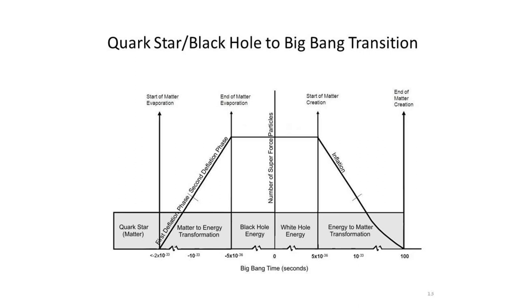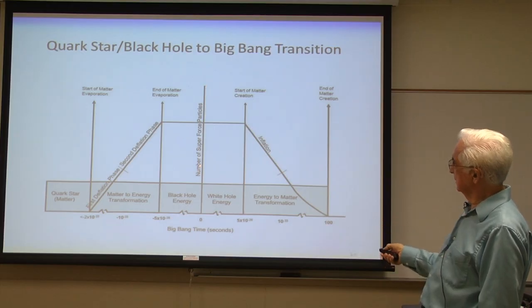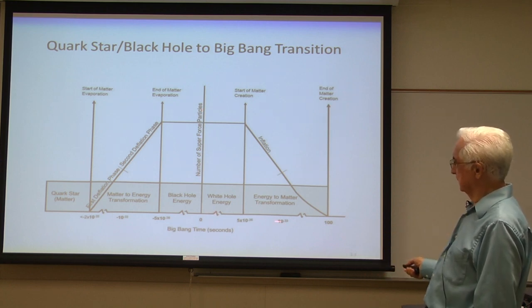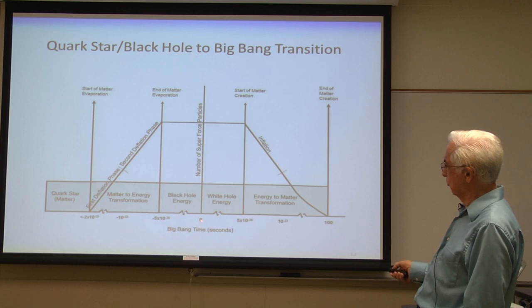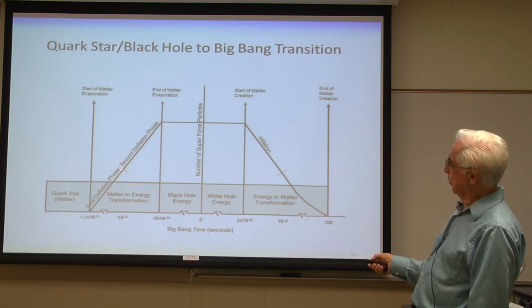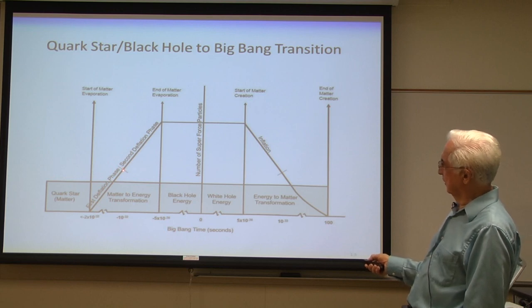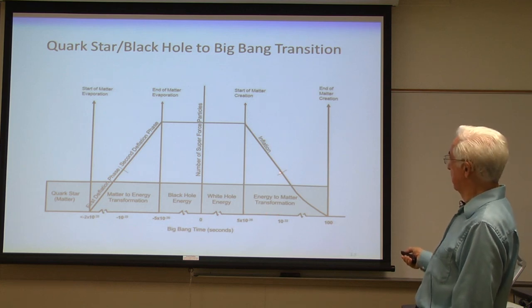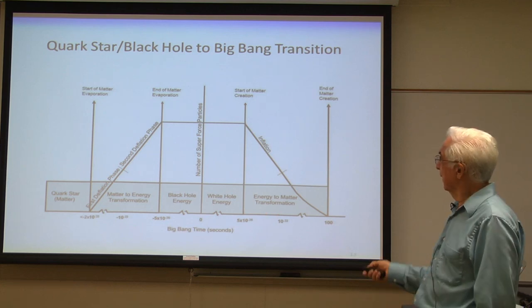Now, this is the quark star black hole of our precursor universe to the Big Bang of our universe transition. The y-axis represents the number of superforce particles. The x-axis is plus or minus time from the Big Bang, or time t equals zero. There's a basic symmetry between the two sides of the figure. At this hash mark, we have a time of minus 10 to the minus 33 seconds. And at this hash mark, we have a time of 10 to the minus 33 seconds.